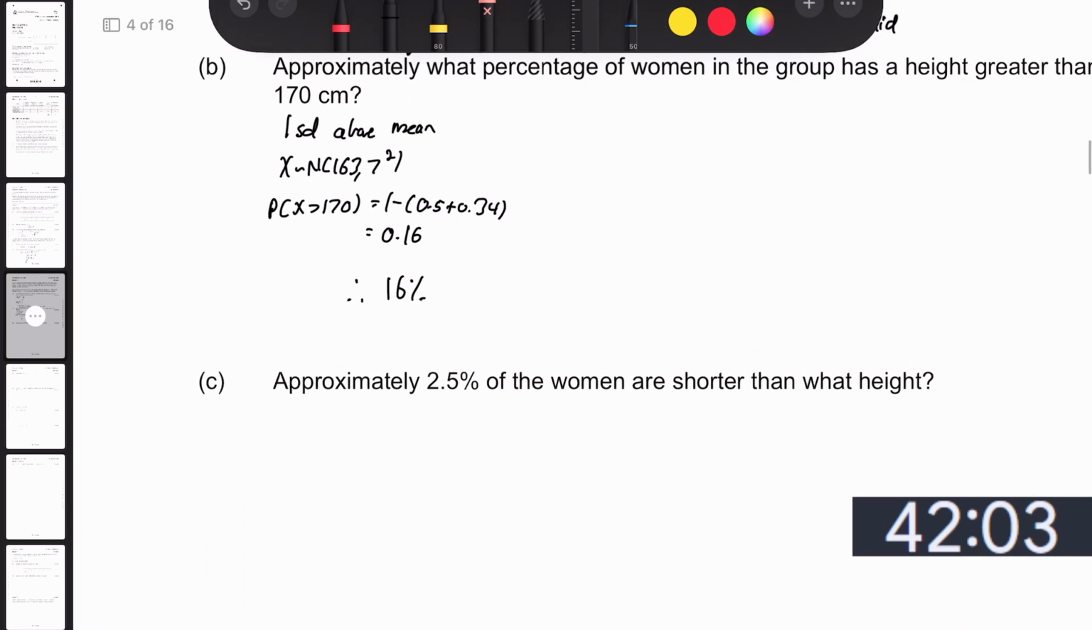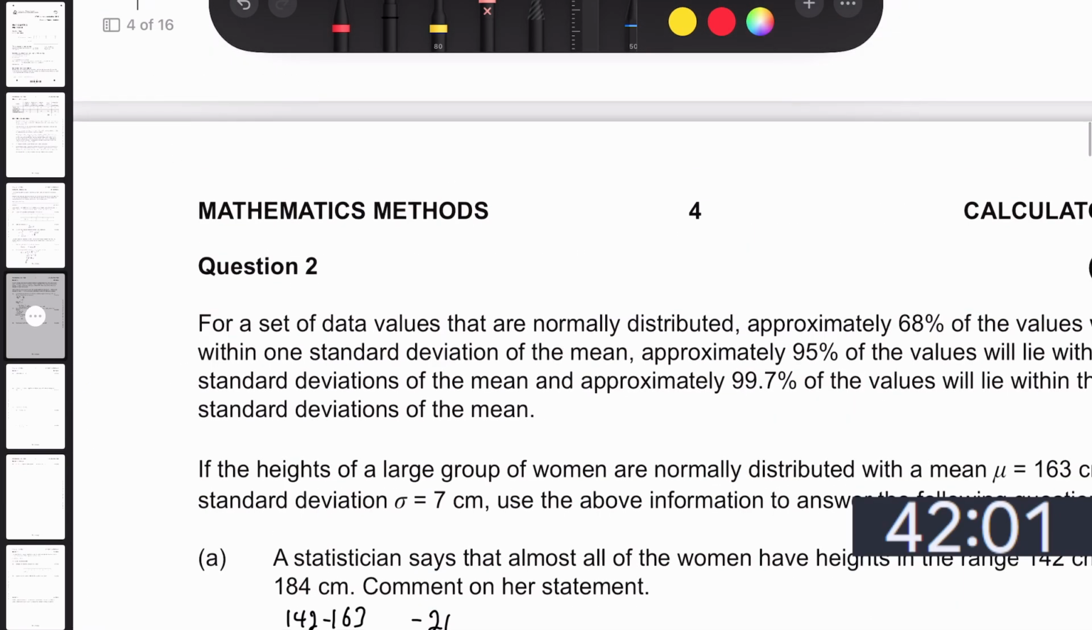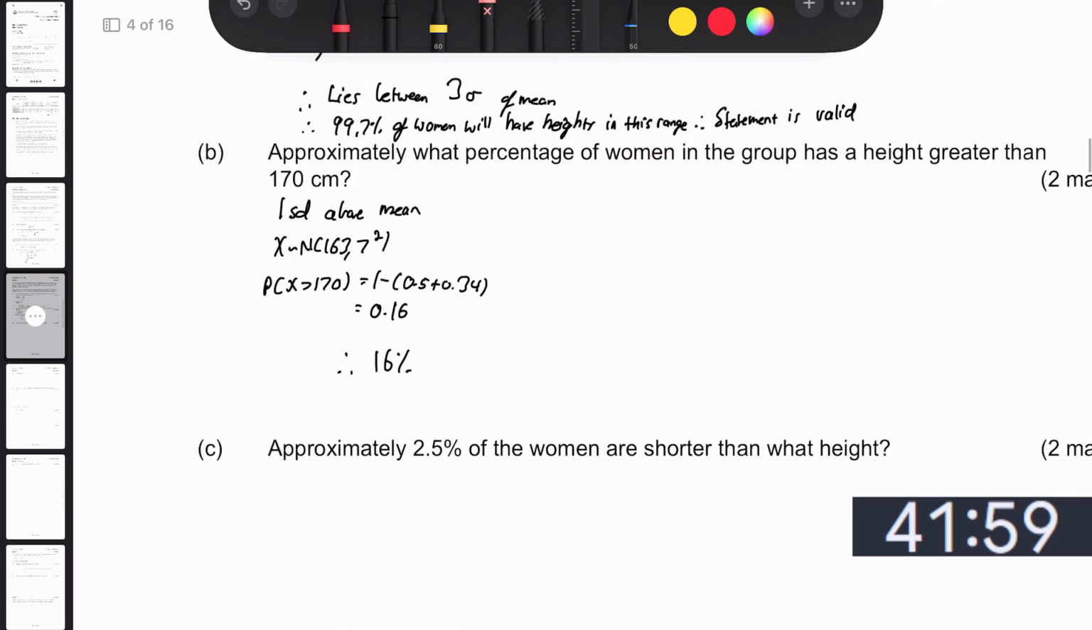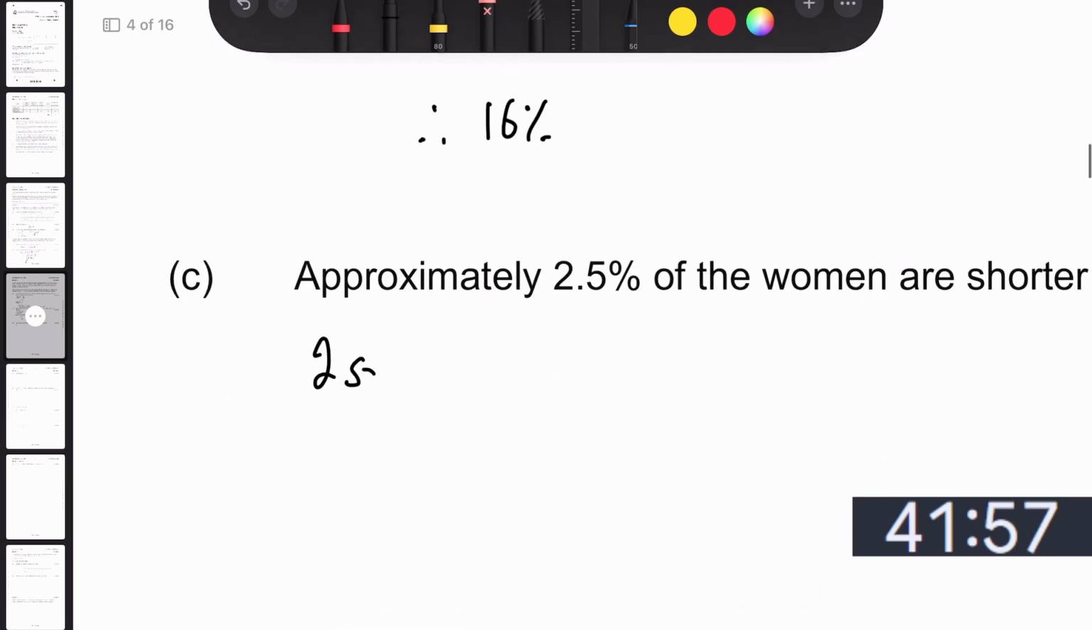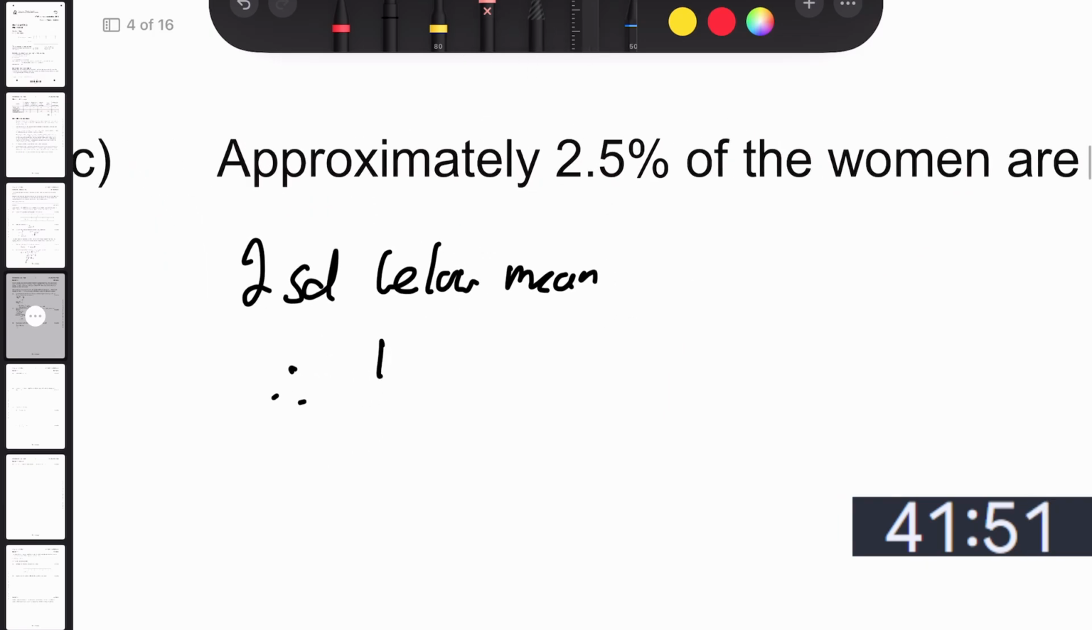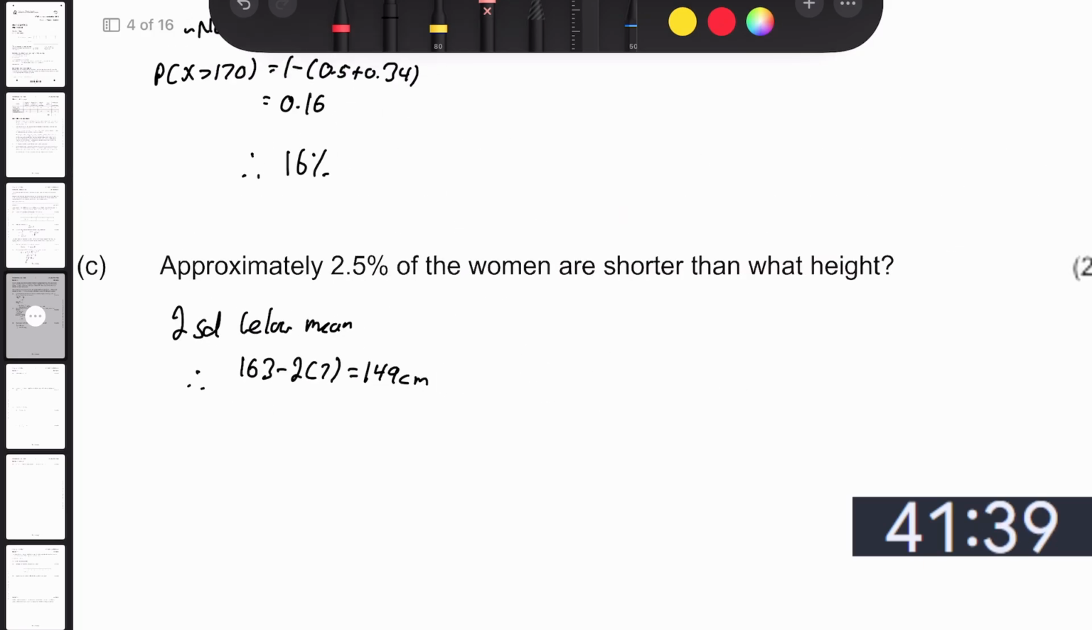Approximately 2.5% of the women are shorter than what height? So then 2 standard deviations below the mean. Therefore, let's go 163 minus 2 times 7, which is going to be 14. So 149 centimeters.